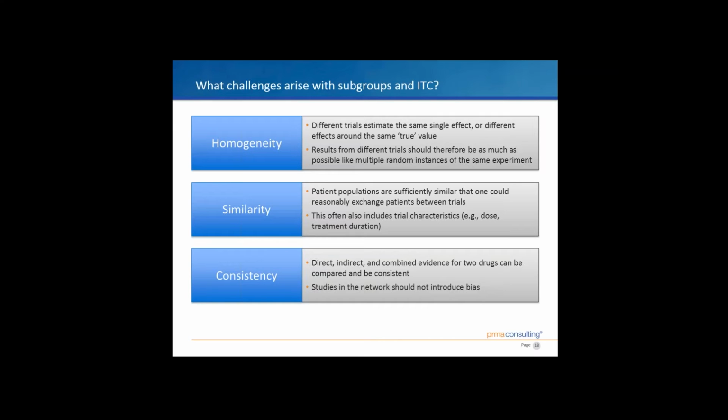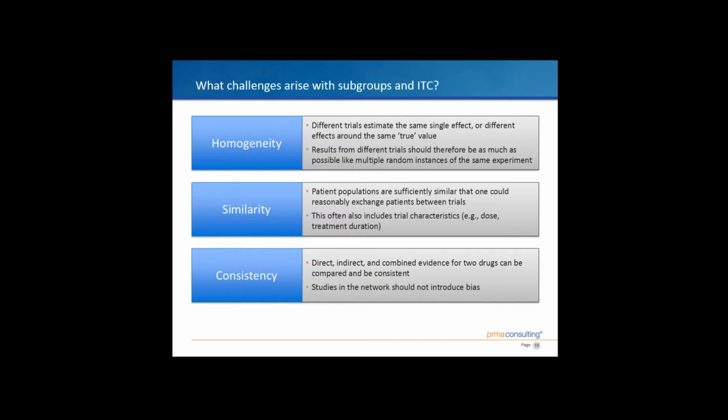What makes indirect treatment comparison strong or weak? And relatively simply, it's these three assumptions: homogeneity, similarity, consistency. Homogeneity assumes that across multiple trials, they are measuring the same treatment effect. That means that out there in the world, there is a true treatment effect of drug A on disease B, and there are multiple clinical trials that test this. If you synthesize them, you will get closer to the true treatment effect.